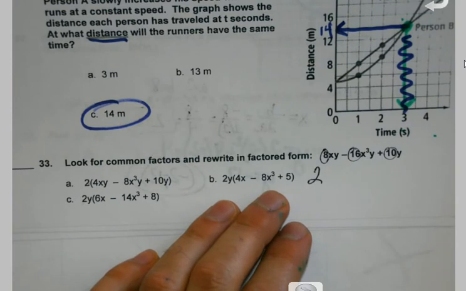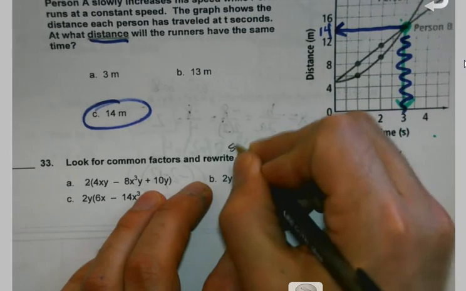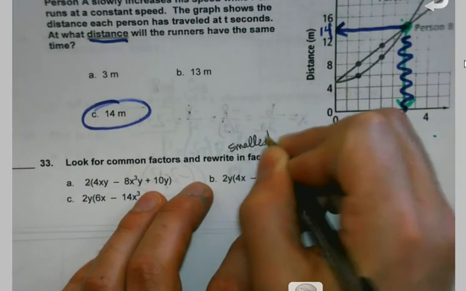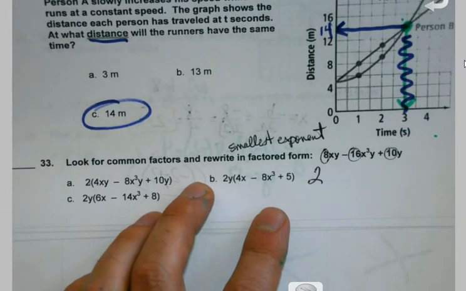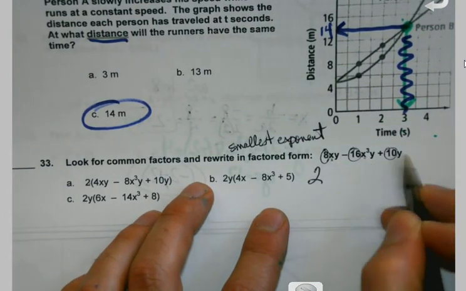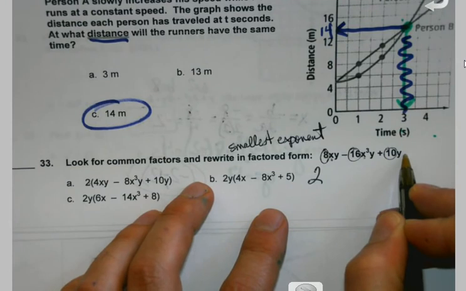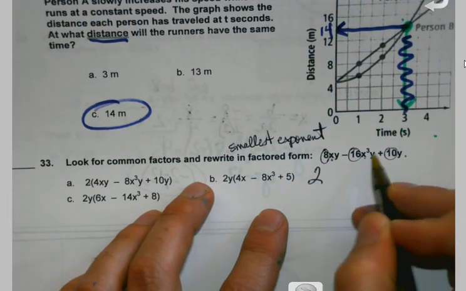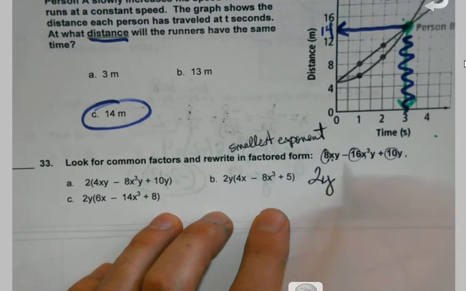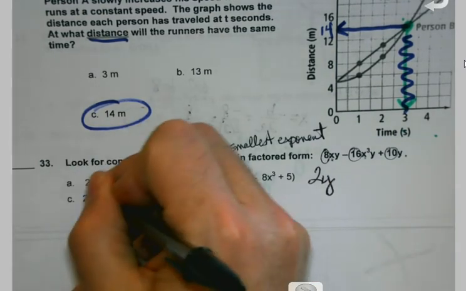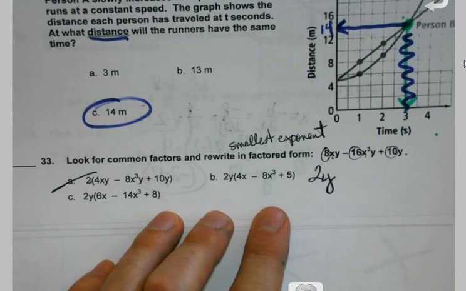After that, though, for me to pull a variable out, and I always want the smallest exponent when I'm doing variables. Here's the catch, though. Every term has to have it. This has x, this doesn't. So I can't pull out an x. This has y, this has y, this has y. I can pull out a y, and I will. So again, let's use some problem solving. This one doesn't have a y. It's not going to be a.